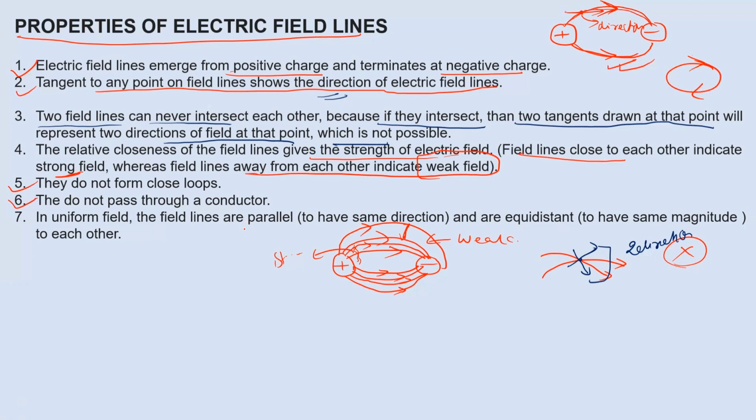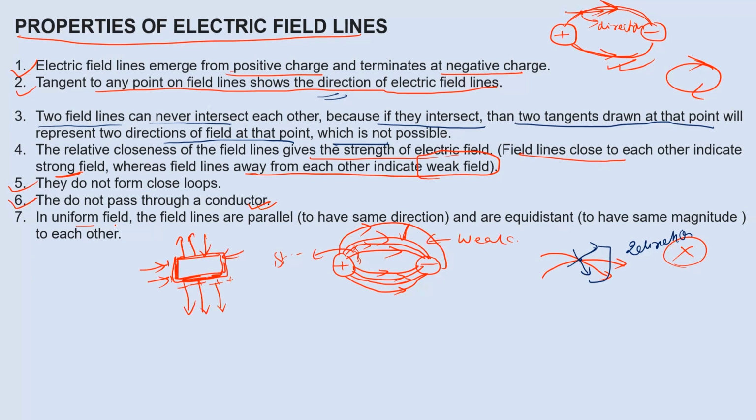Now, the sixth point is that they do not pass through a conductor. We know that inside the conductor there is no charge. Charge lies only on the surface of the conductor. So there will be no electric field lines inside a conductor. You also need to remember one more thing, that the electric field lines are always perpendicular to the surface. If you have a positive charge, the field lines will move perpendicular outward to the surface, and if you have a negative charge, they will be perpendicular but in the inward direction. This is one more thing about the electric field lines for a conductor.